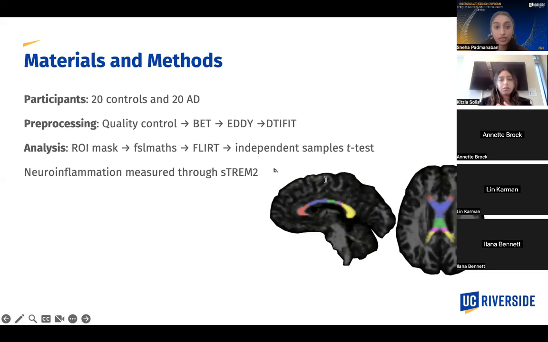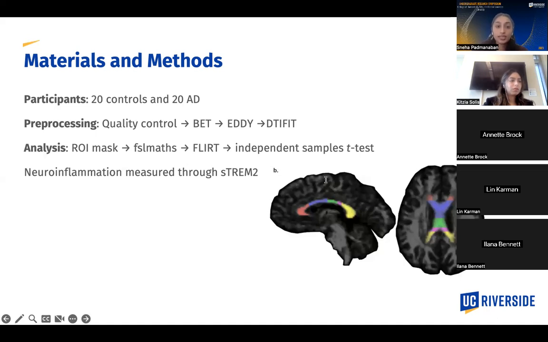So for my materials and methods, I had 40 participants, 20 controls and 20 AD participants, and the sTREM2 and diffusion imaging data was downloaded from the Alzheimer's Disease Neuroimaging, or ADNI, database. In our control group, we had 9 females whose age average was 72, 9 males whose age average was 76, and 2 unknown. In our AD group, we had 7 females whose age average was 69, 12 males whose age average was 78, and 1 unknown.